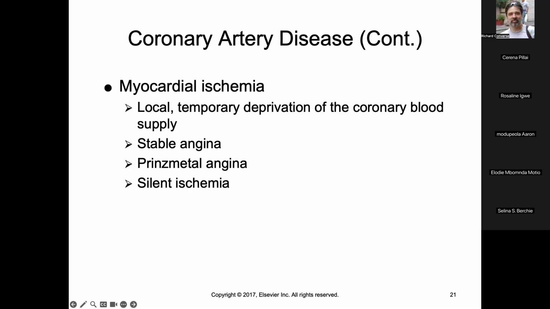Prinzmetal angina, also known as variant angina or vasospastic angina, is a condition that causes chest pain while resting. It's caused by a temporary increase in coronary artery tone, which can narrow the lumen and cause spasm. This can lead to chest pain, and the ST segment of an electrocardiogram may show transient changes. Prinzmetal angina usually occurs between midnight and early morning and responds well to nitrates.